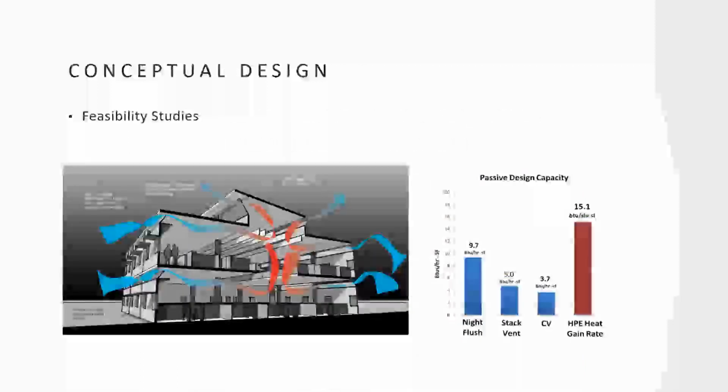So there's multiple ways of doing that. Another one is a diagram like this, where we basically show how the passive control strategy is theoretically working. And then we show our results. So here's what it is with a night flush, stack flush, cross ventilation, high performance envelope heat gain. Okay, and showing the layers of it.